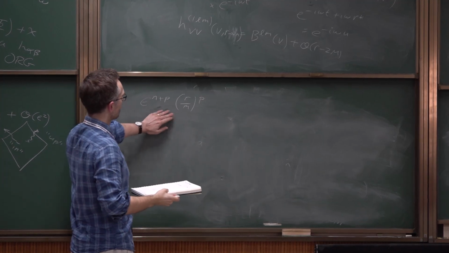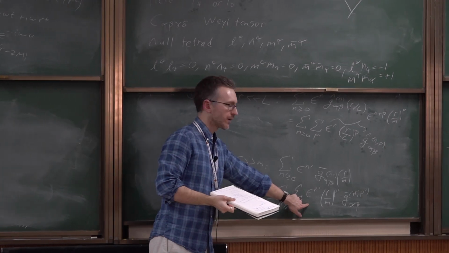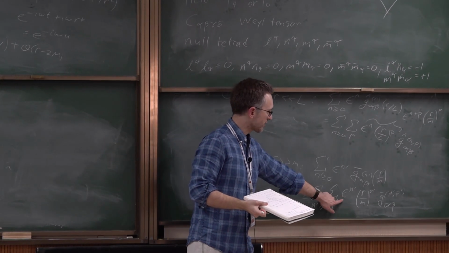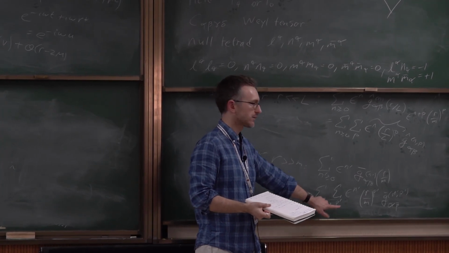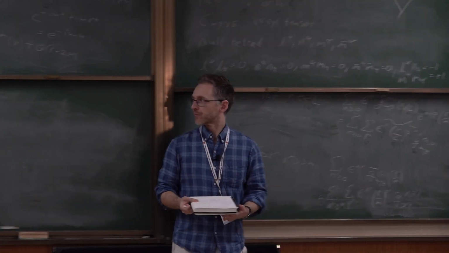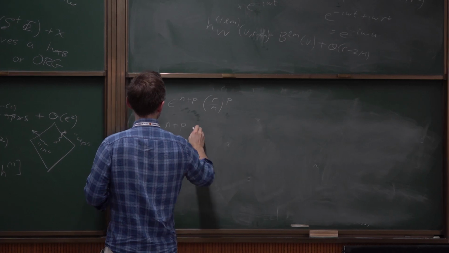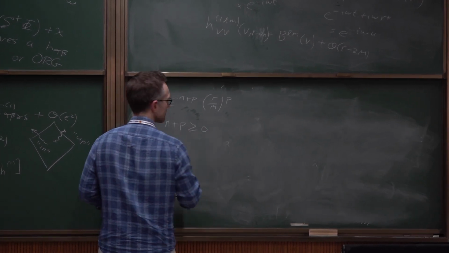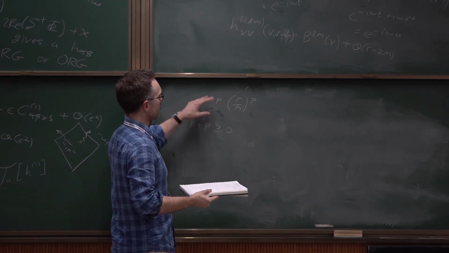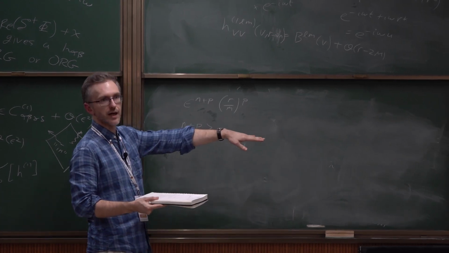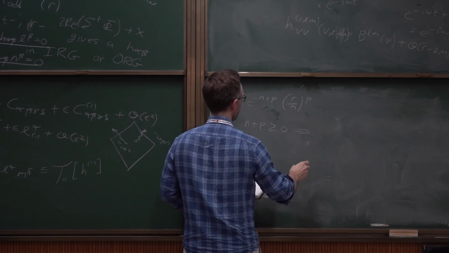And whatever's multiplying this has to match a term here. But here, the powers of epsilon start at 0. There are no negative powers of epsilon in this solution, which means that n plus p had better be bigger than or equal to 0. Otherwise, there's nothing that this term can agree with in the other re-expansion. So that restricts my range of p.